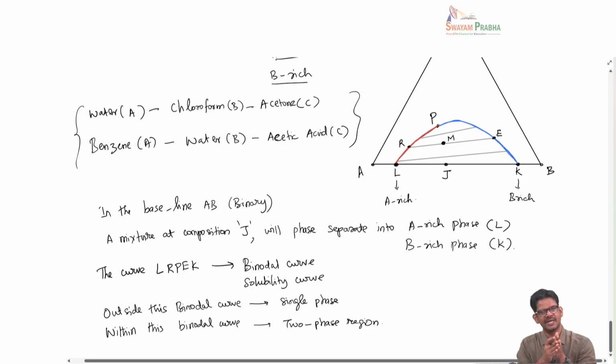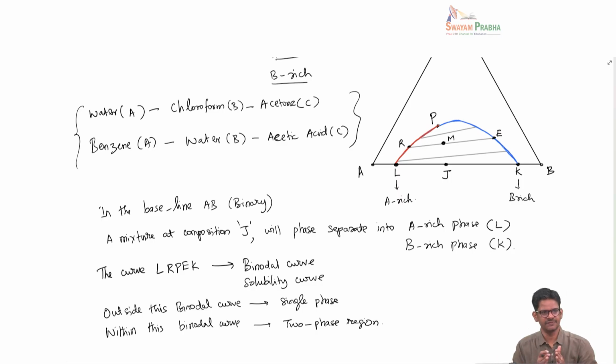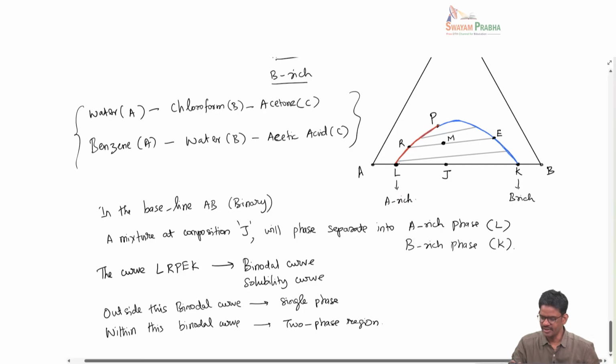Remember, when I talked about the line AB, in the absence of C, the phase separation is happening at L and K. But now I have added some third component, component C is added, so that we are now not at J, but we are at M. And this will phase separate into two phases. This R here is rich in A, and E is rich in B.